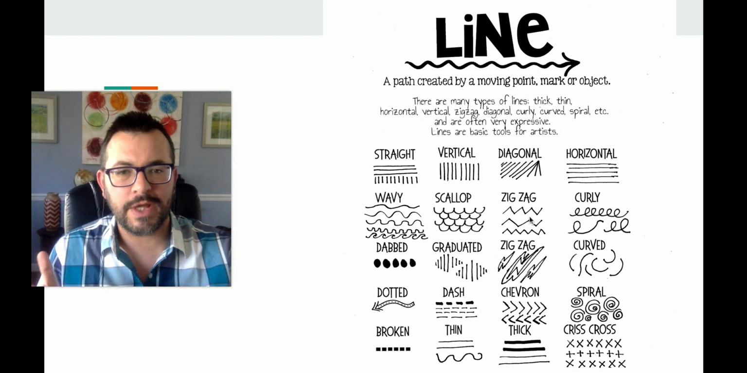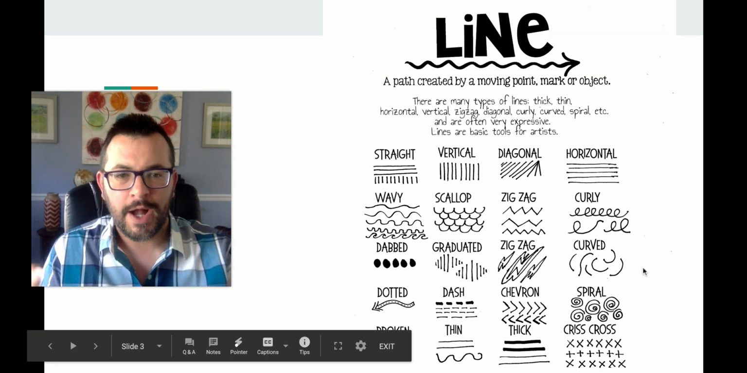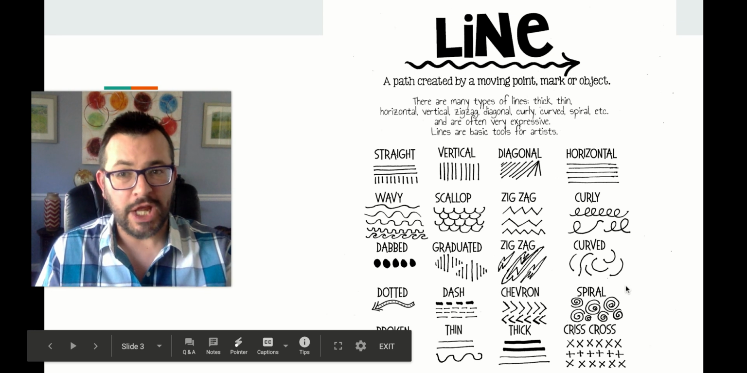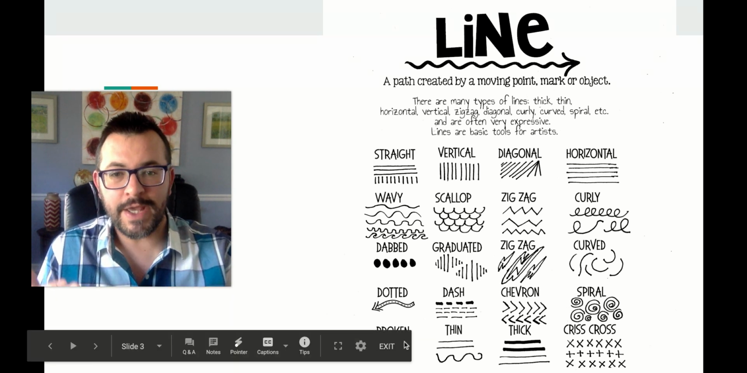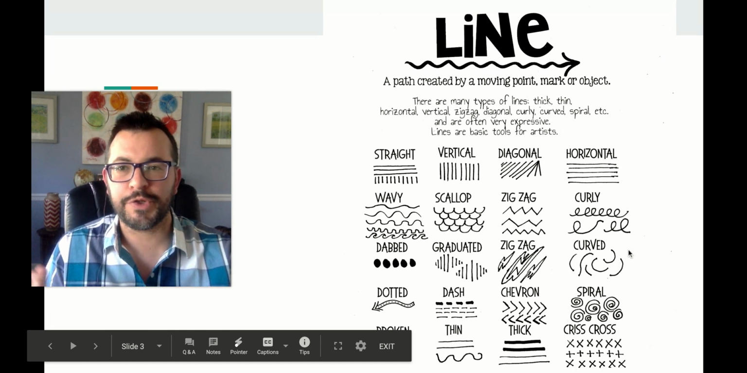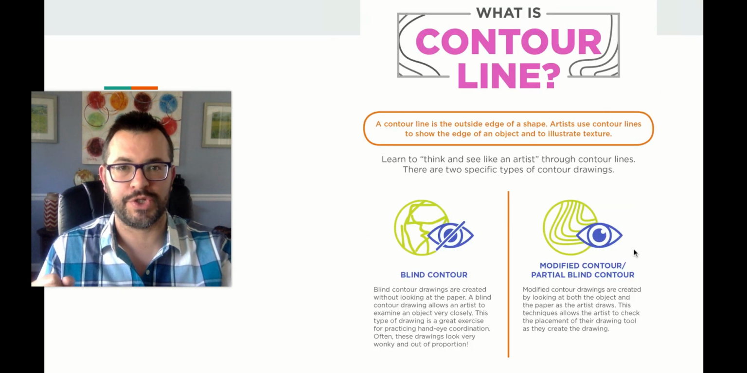Just take a look at how the lines are expressed, how they change. Lines do not just have to be straight, they don't just have to be horizontal or vertical. Lines can change thickness as they're used, they don't have to stay the same. They can be broken, dashed, thick or thin, they can spiral. So there are so many different ways that you can use line when creating an artistic composition.